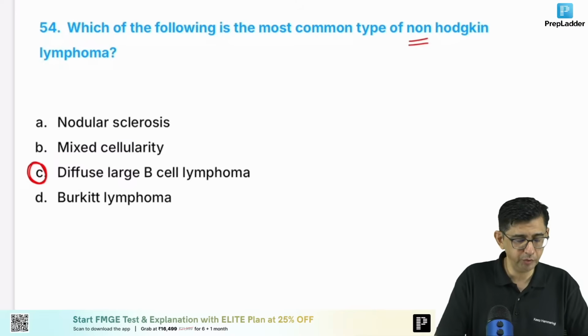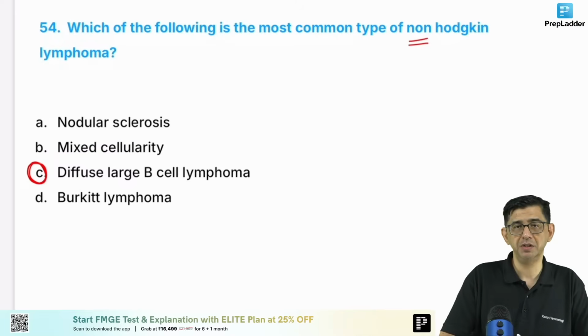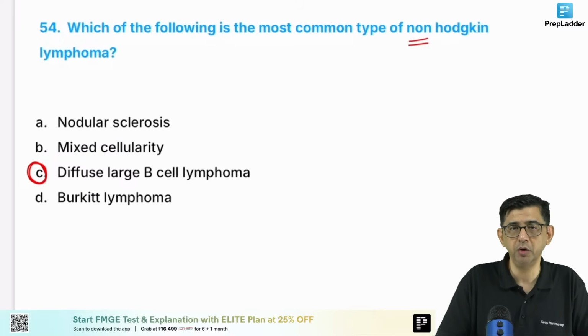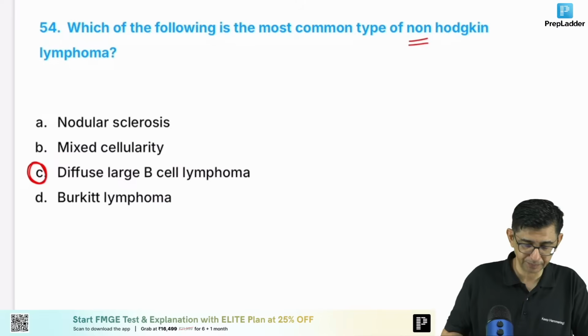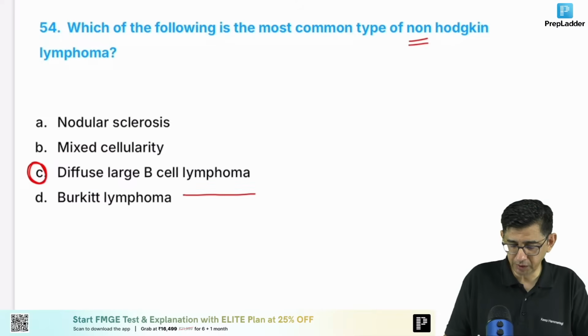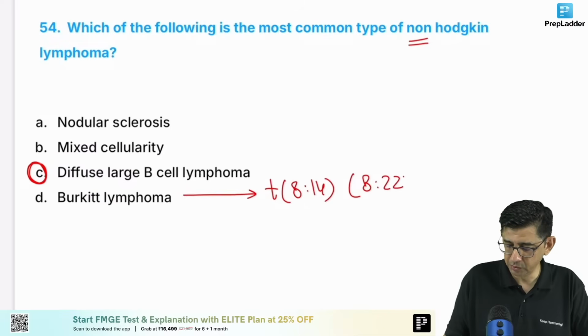This would be diffuse large B-cell lymphoma for the non-Hodgkin's variety, and for the Hodgkin's it is the nodular sclerosis variety. Burkitt's is famous because you always read about the starry sky appearance. The chromosomal translocations that you see are 8;14, 8;22, and the third one that you see is 2;8.